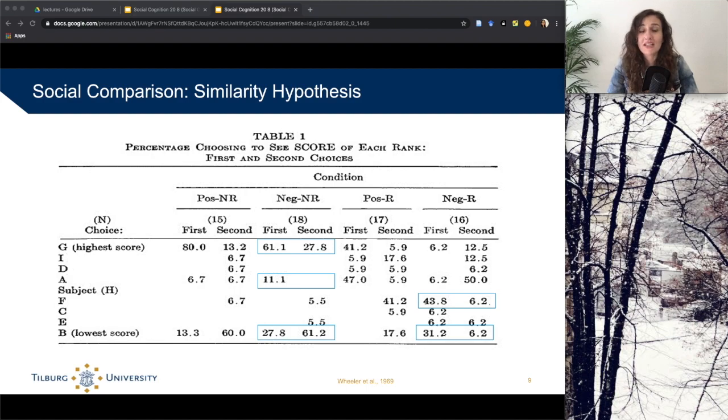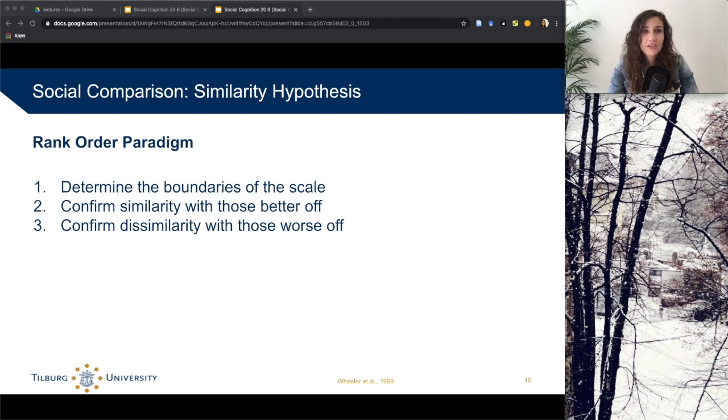Okay, so you can see that the direction of comparison here depends on whether we're looking at a positive trait, something desirable, or at a negative trait, something that's not desirable. So in the rank order paradigm, what we can learn is that first, people try to confirm the boundaries of the scale in which they are measuring themselves, and then to confirm similarity with those who are better off, and to confirm dissimilarity with those who are worse off.